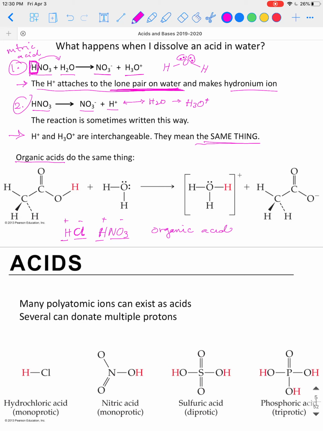So organic acids, the reason we call them organic is they have carbon somewhere in the molecule. Okay, that's what makes them organic. So if you notice, we have 2 carbon atoms in this molecule. This is actually acetic acid.